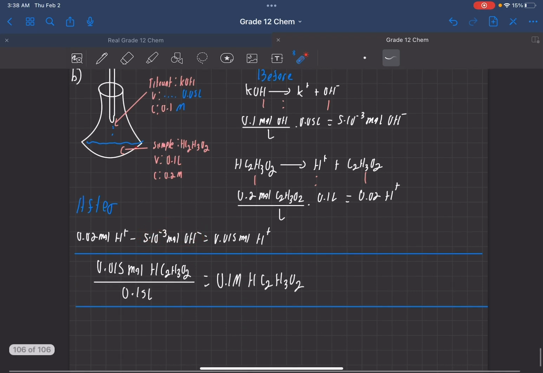Okay, so this 5 times 10 to the negative 3 mole quantity of our hydroxide, right? Where does that come from? Well, it comes from the potassium hydroxide, right? So all of that is going to react with 5 times 10 to the negative 3 moles of this ethanoic acid, right? Because of Le Chatelier's principle.